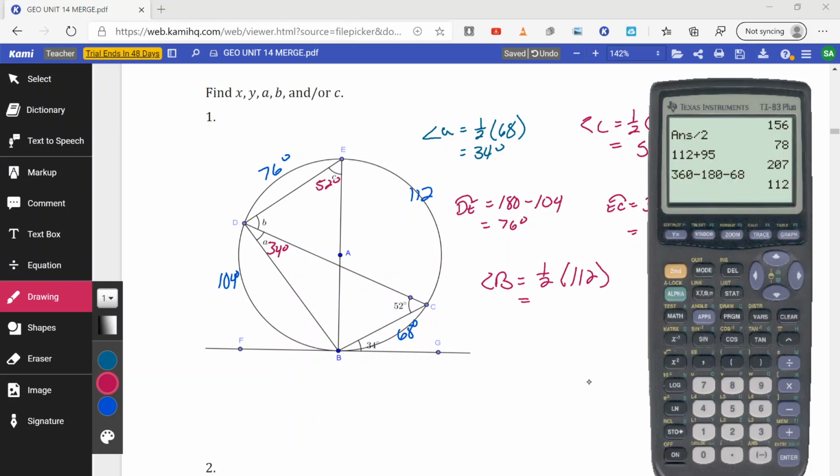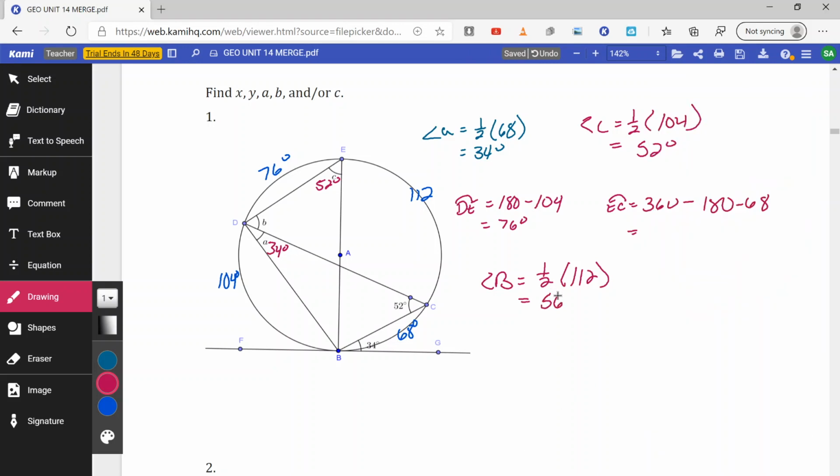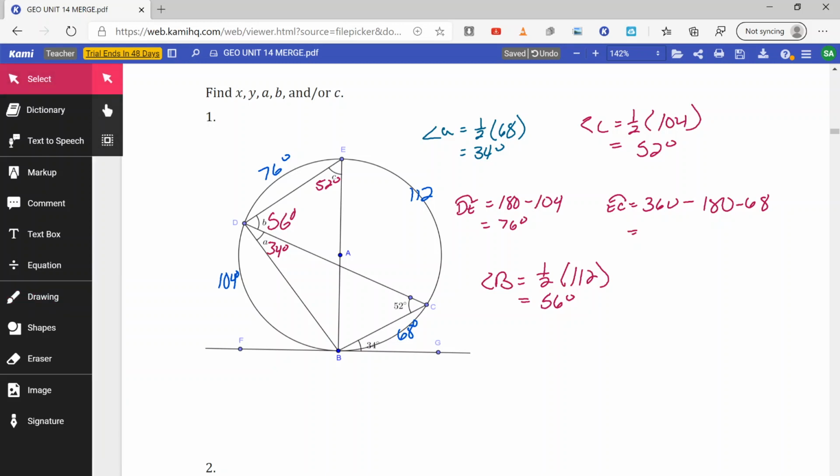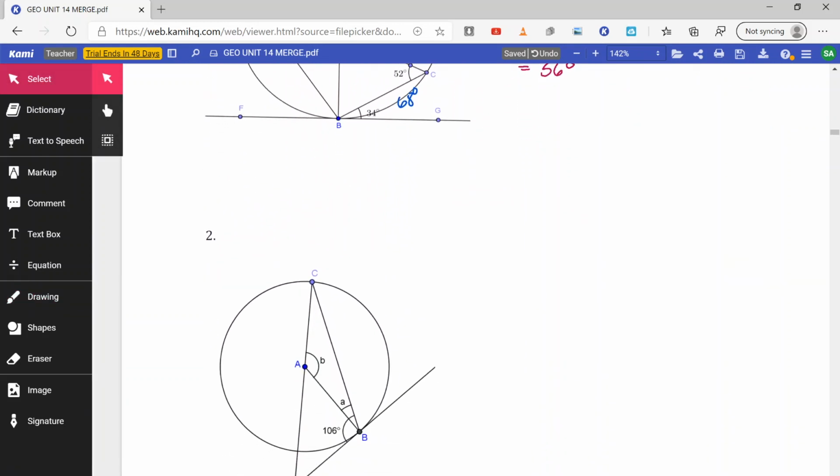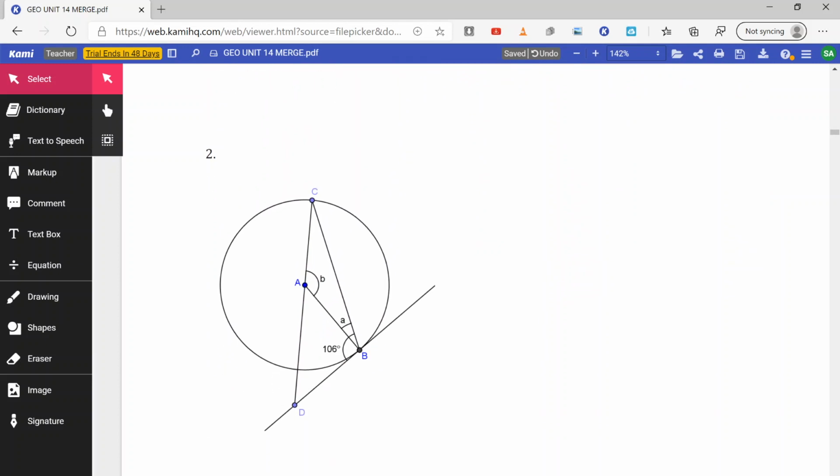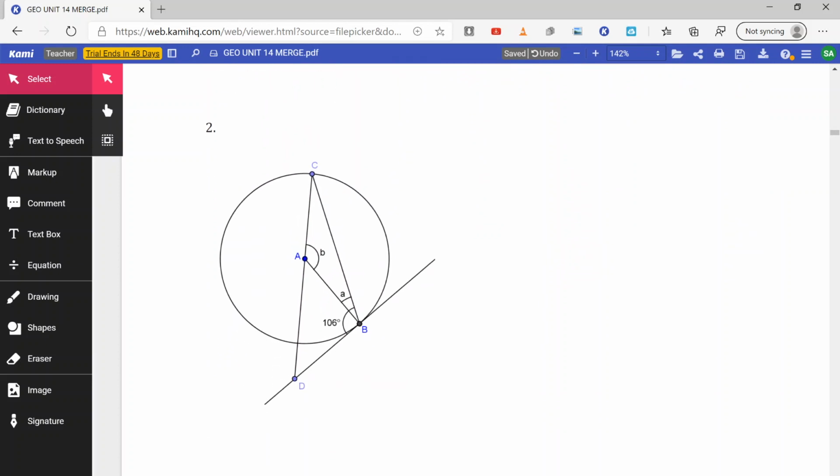And we end up getting 56 degrees. So again, we can use everything we've learned so far in regards to circles, inscribed angles, diameters, arcs, intersecting secants and tangents to figure out angle measurements and arc measurements as well. Now number 2 is a little more fair.